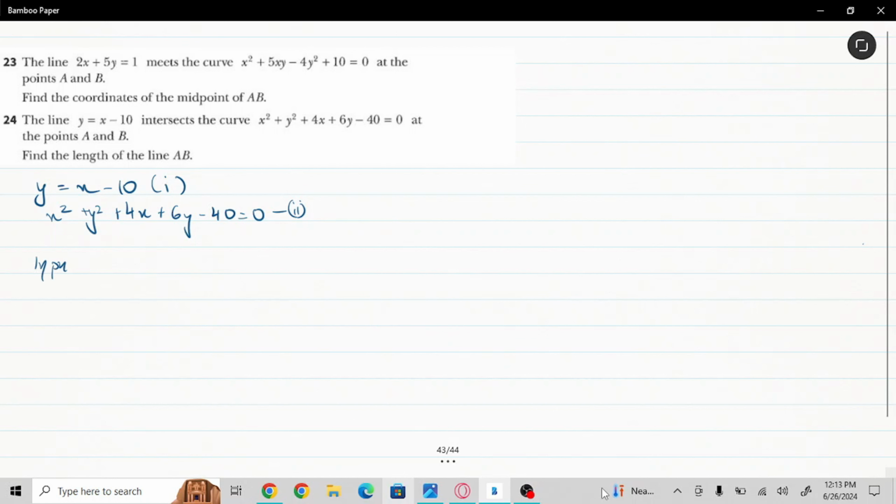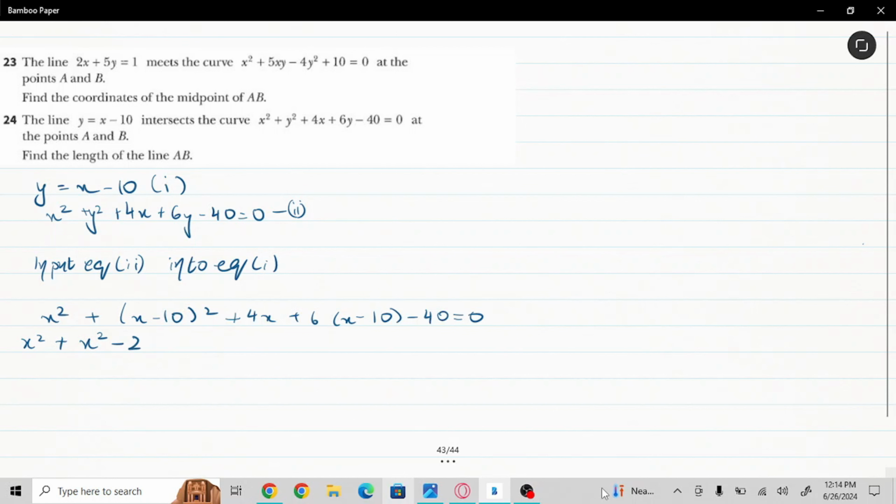So input equation number 2 into equation number 1. So we are going to get x squared plus, instead of y squared, we are going to write (x minus 10) whole squared plus 4x plus 6 multiplied by (x minus 10) minus 40 is equal to 0. Simplify this up, x squared plus a squared minus 2ab plus b squared, 10 squared is 100, not 1000, plus 4x plus 6x minus 60 minus 40 is equal to 0.